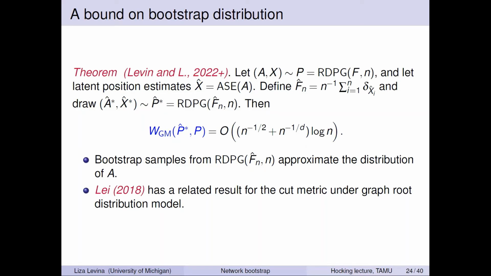If you have data from the random dot product graph model and you've estimated by the adjacency spectral embedding, which is just the leading eigenvectors, and then do what I described, resample latent positions without replacement in the usual bootstrap, and draw new networks, you have this convergence in distribution between your bootstrap distribution of adjacency matrices and the truth.